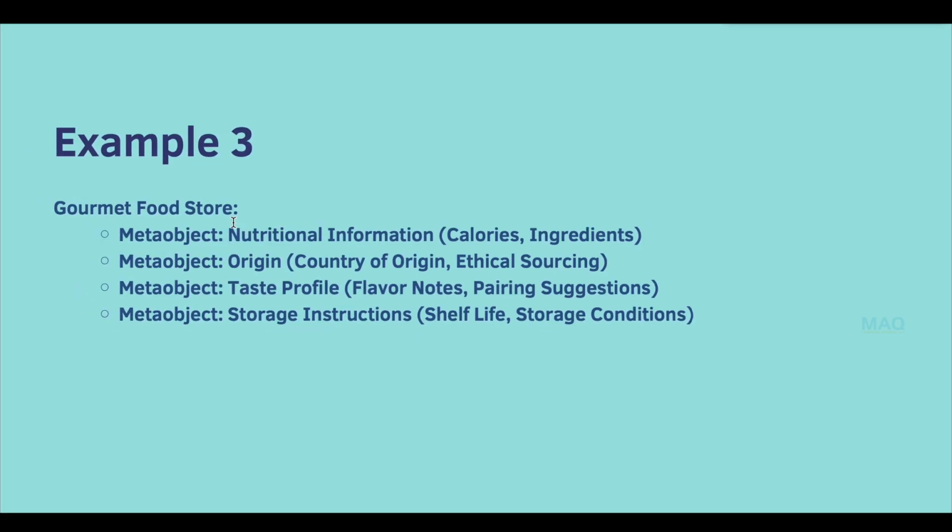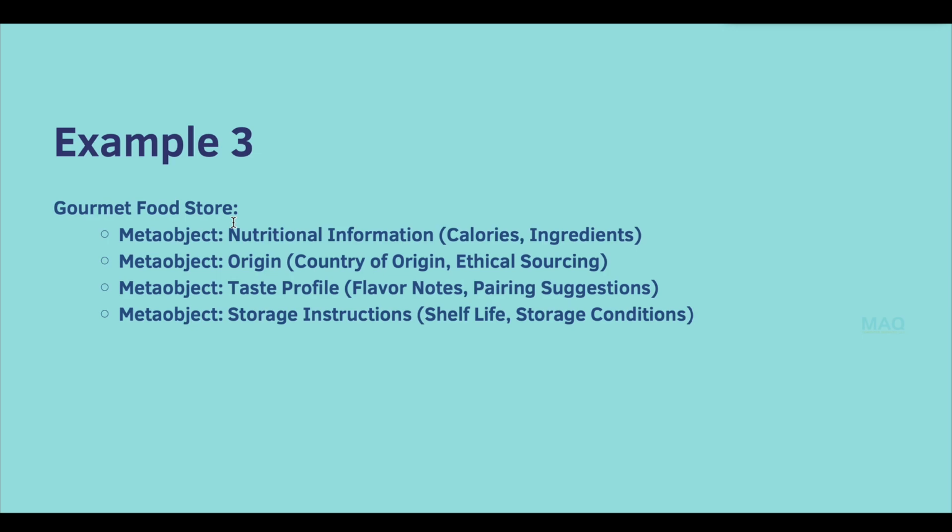Now the origin, if you want to show it for each of the products, you can create a meta object called origin, and then have fields like country of origin, ethical sourcing, or if you want to show any kind of image, like the farmer's image from where this is brought, all those things you can create as meta fields and link them to the object called origin. Another thing that you can do is add a meta object taste profile. And another one is the storage instructions.